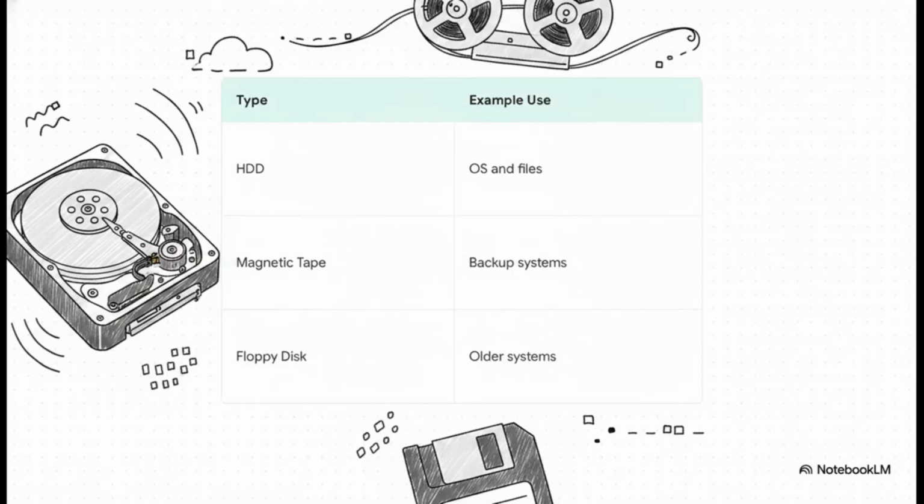So what does magnetic memory actually look like in the real world? Well, the biggest one is the HDD, or hard disk drive. That's probably where your operating system and all your personal files live right now.